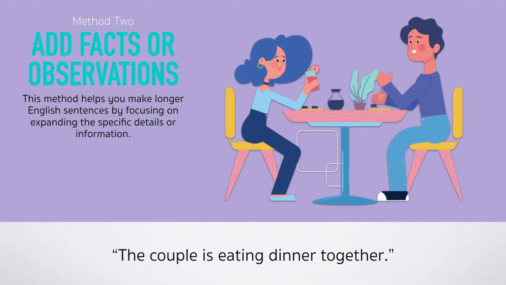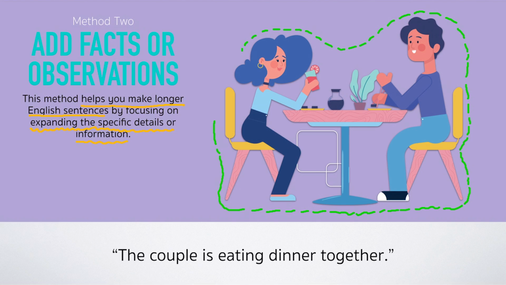Now for method 2, this method helps you make longer English sentences by focusing on expanding the specific details or information. All right, so again, we have specific details or information. So our picture, we see it right here. It looks like two people sitting down together just enjoying a meal. So our simple sentence, as you will see on the bottom, gives us some basic information about this image. And the sentence is, the couple is eating dinner together. Very simple and easy to understand.